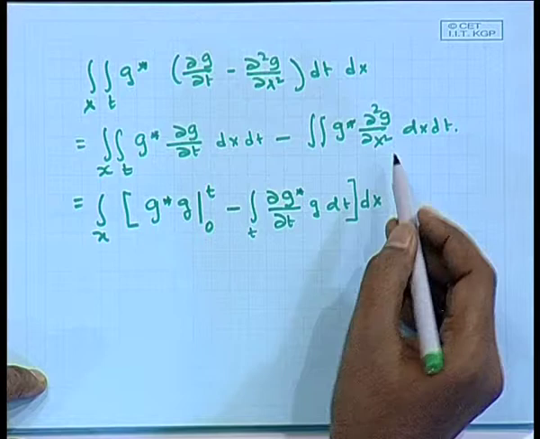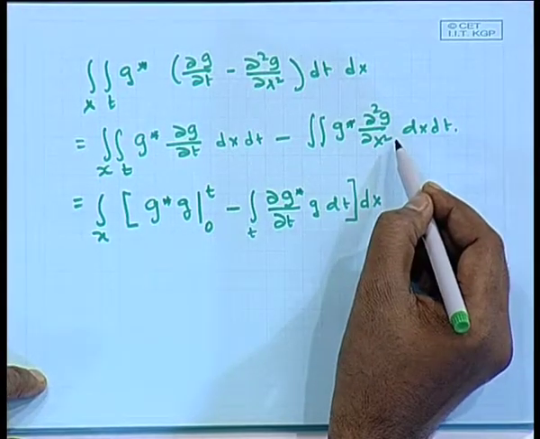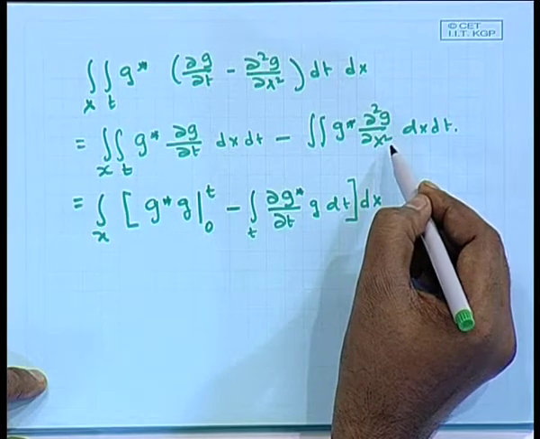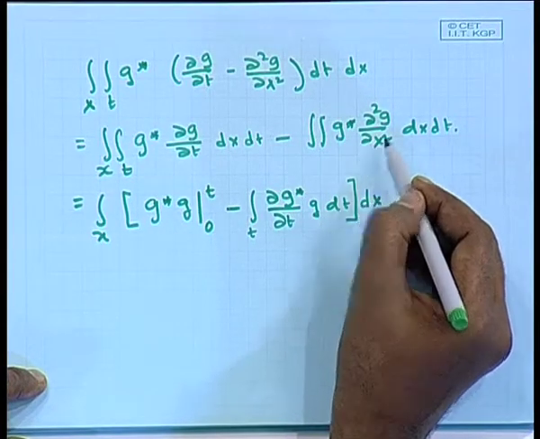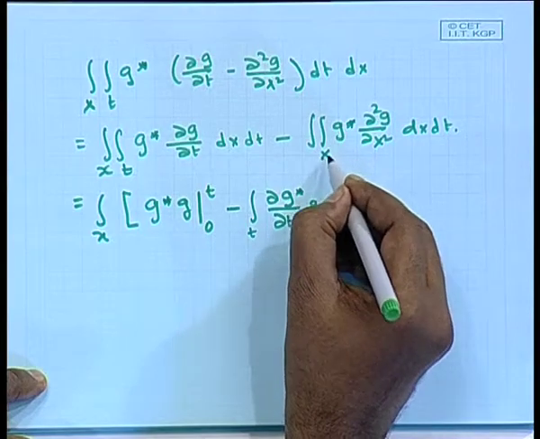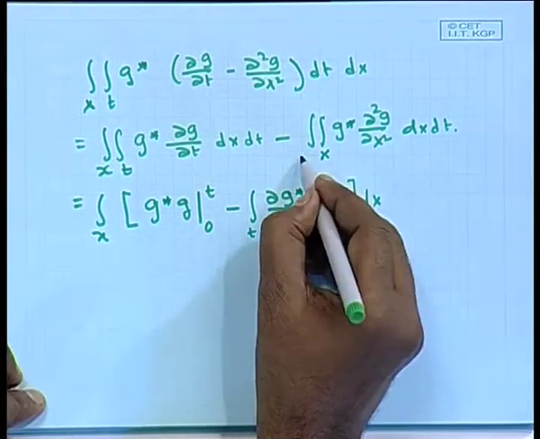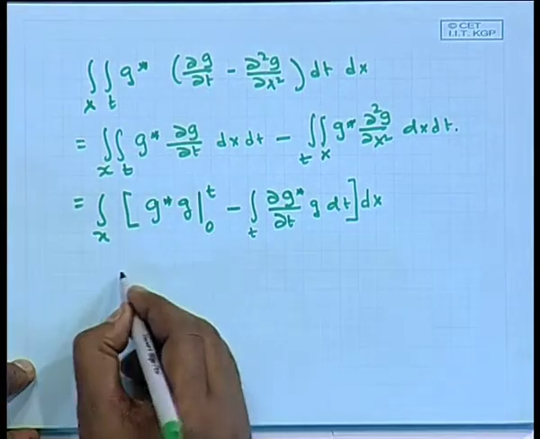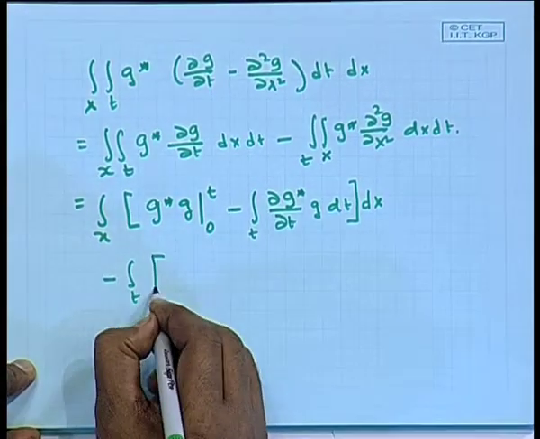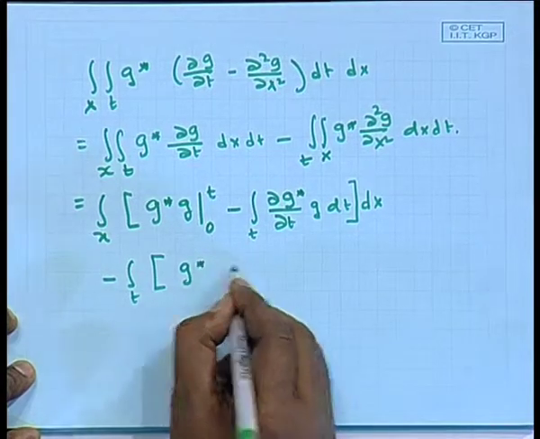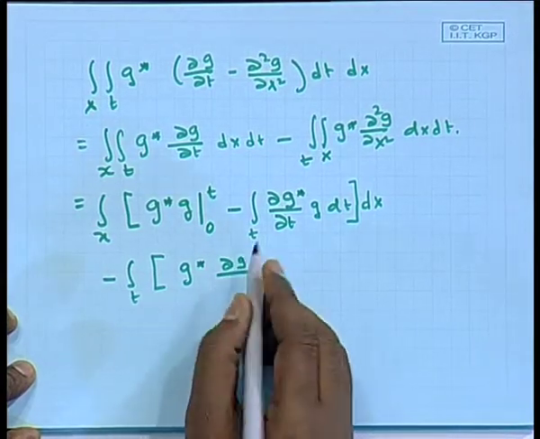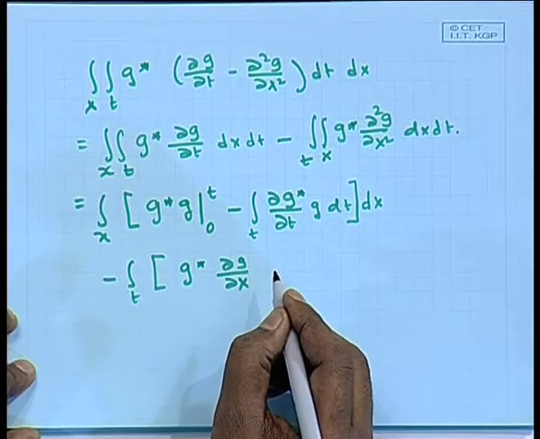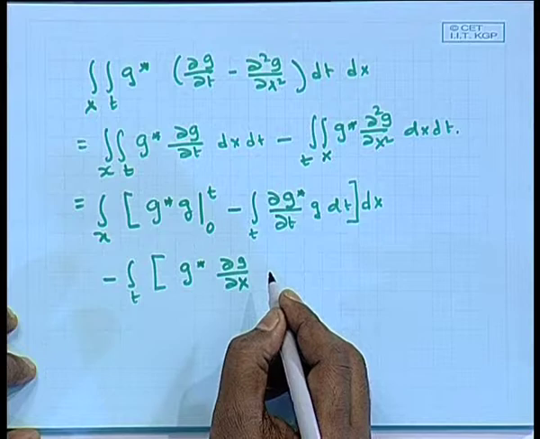Similarly, we will be doing an integration over x first in this case, because you have del square g del x square here. Since you have del square g del x square, we are going to do the integration over x by parts first, keeping the other integral outside over t, minus the first function times integration of the second one. That is correct.